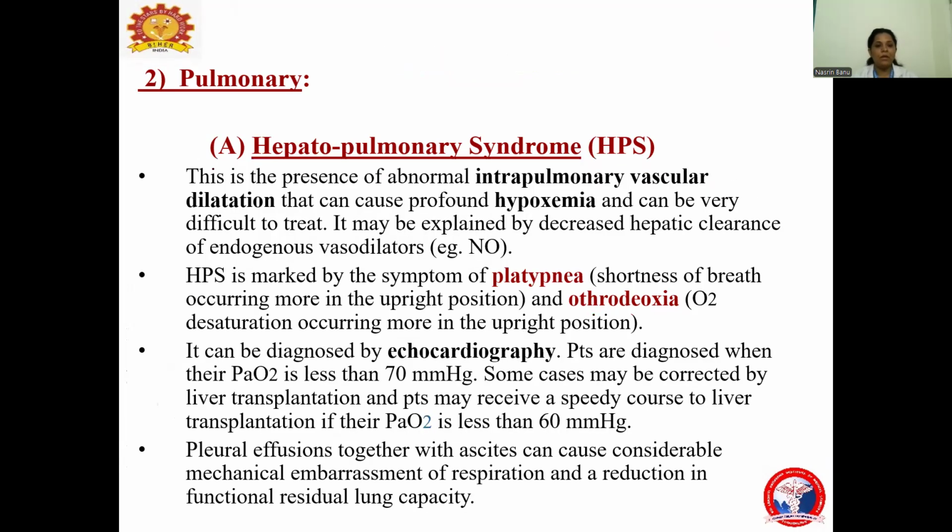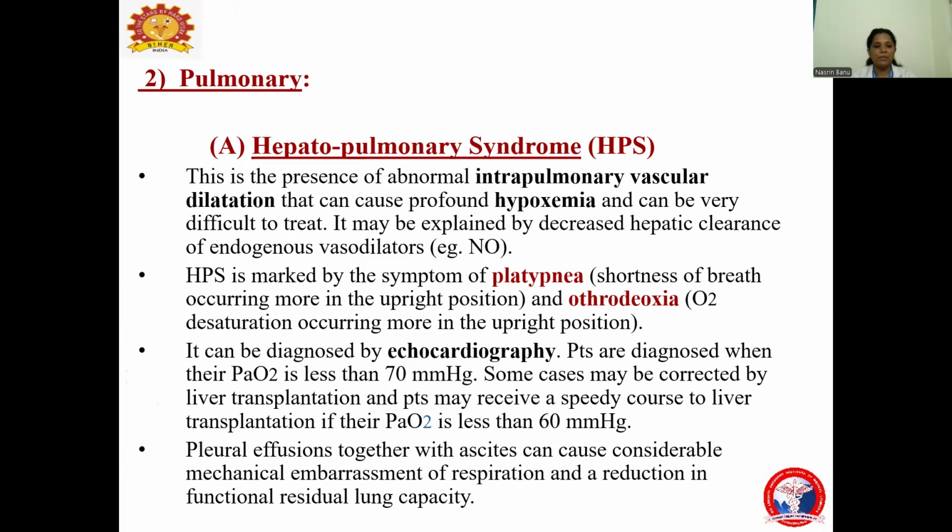On the pulmonary system, there is a syndrome called hepatopulmonary syndrome. This is the presence of abnormal intrapulmonary vascular dilatation that can cause profound hypoxemia and can be very difficult to treat. It may be explained by decreased hepatic clearance of endogenous vasodilators, for example nitric oxide. HPS is marked by the symptom of platypnea, that is shortness of breath occurring more in the upright position, and orthodeoxia, that is O2 desaturation occurring more in the upright position. It can be diagnosed by echocardiography.